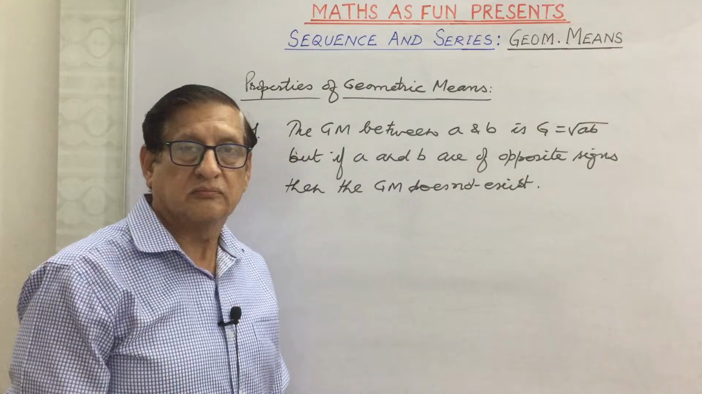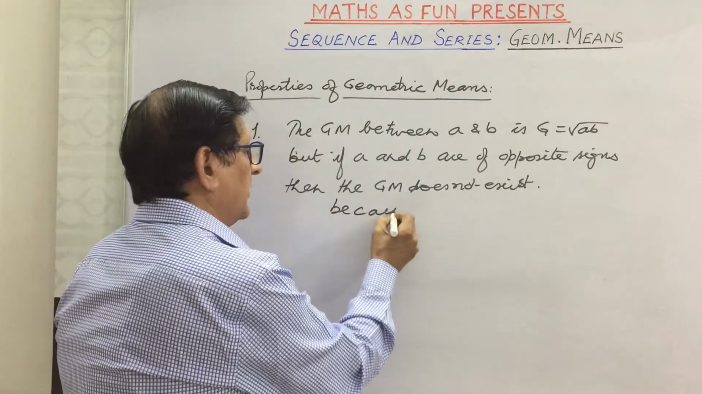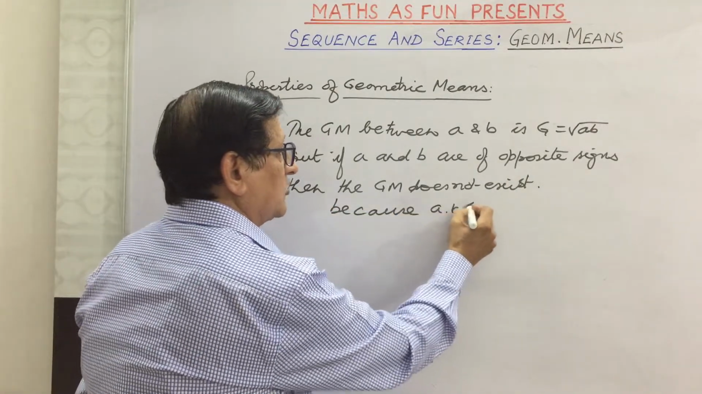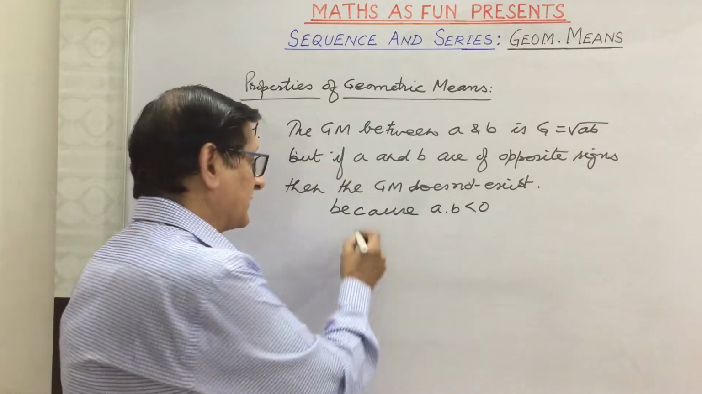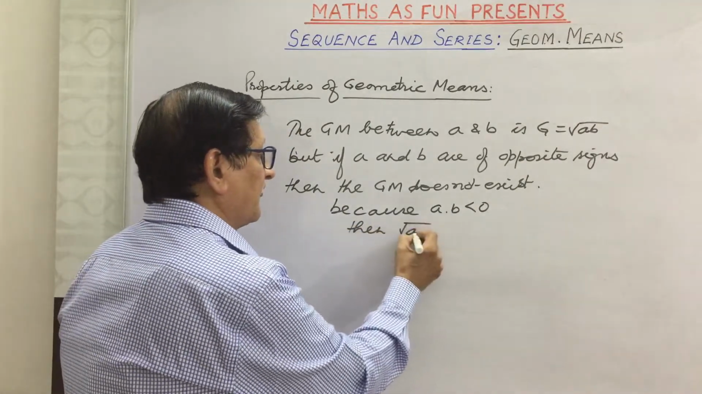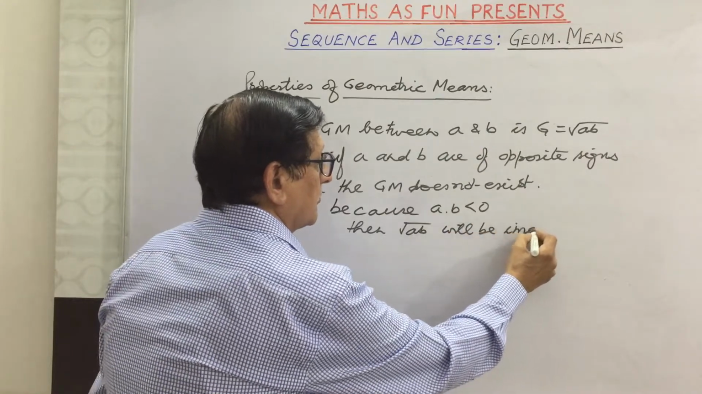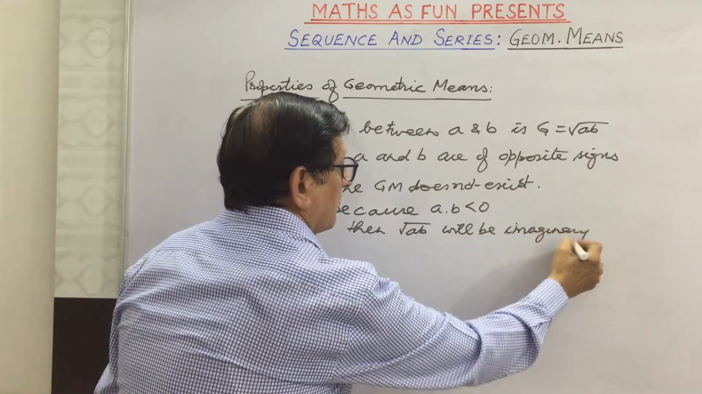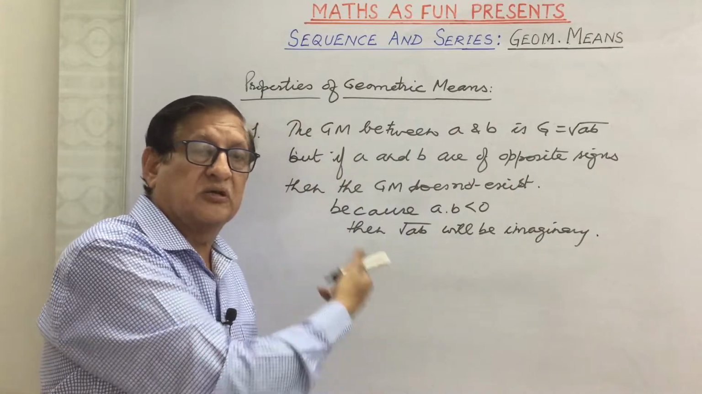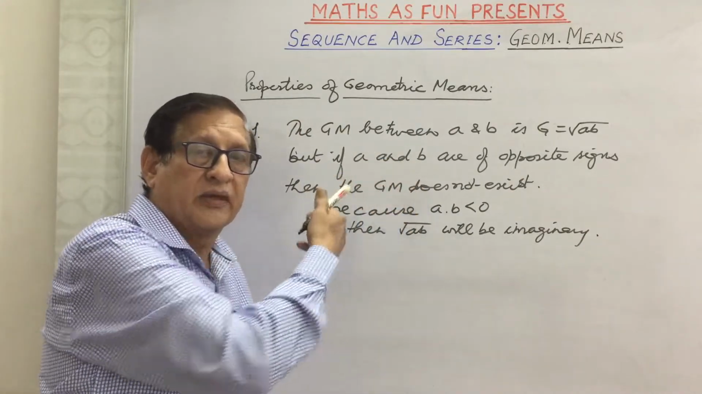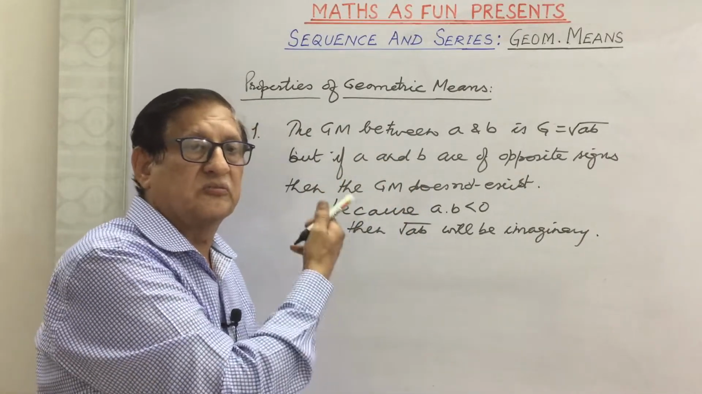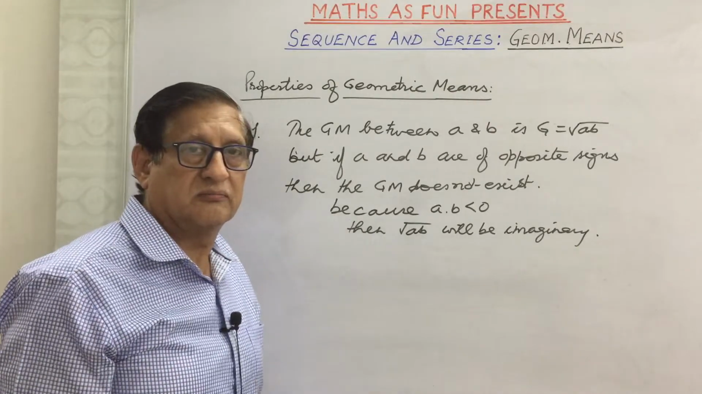Why is it? Because in such case the product A into B is less than 0, and then root of AB will be imaginary. If it is an imaginary number, certainly this does not exist between the real numbers, and that's why we say geometric mean does not exist.